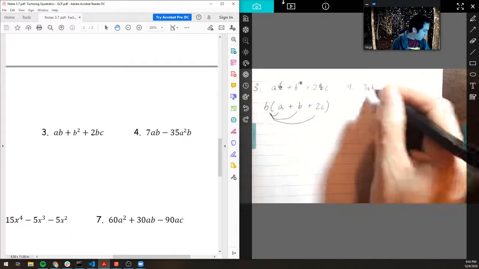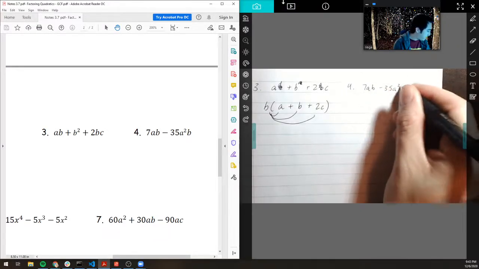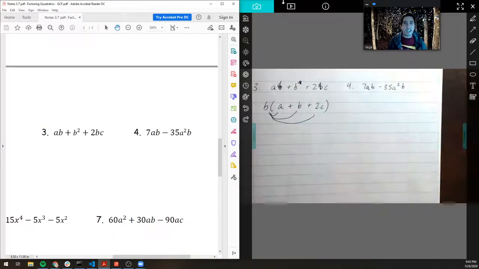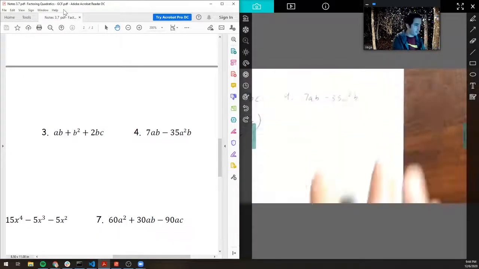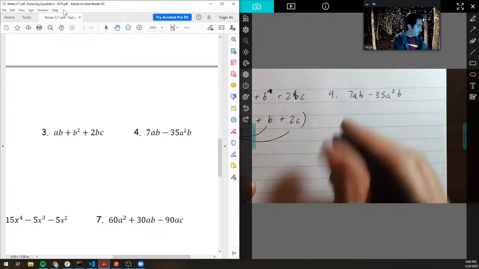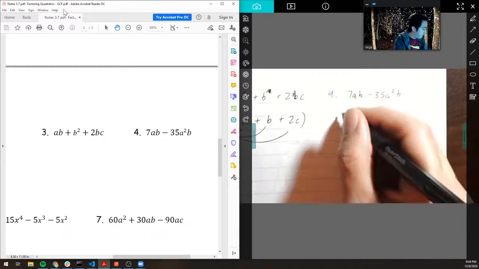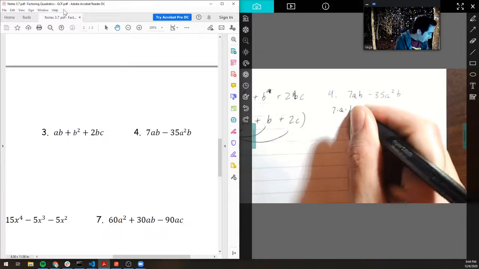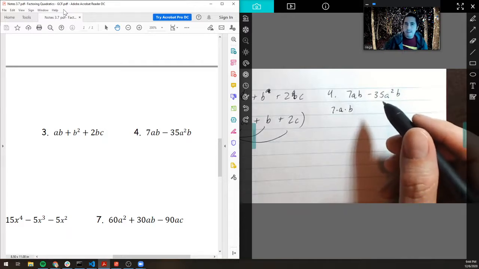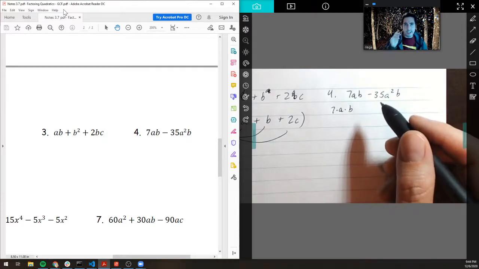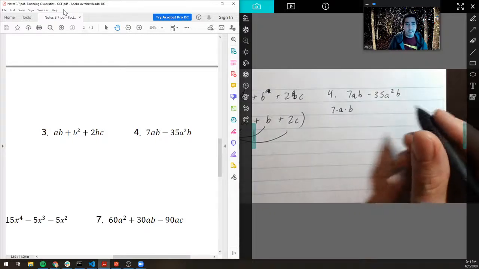Okay, number 4, 7AB minus 35A squared B. This one actually has a little more going on, so I will break it down a little bit more. I'll even zoom in a little bit more. 7AB, I can't really break that down more. That's just 7 times A times B. 35, what can you break down 35? 35 is relatively prime. You can only break it down into 1 and 35, but this is really negative 5 and 7.